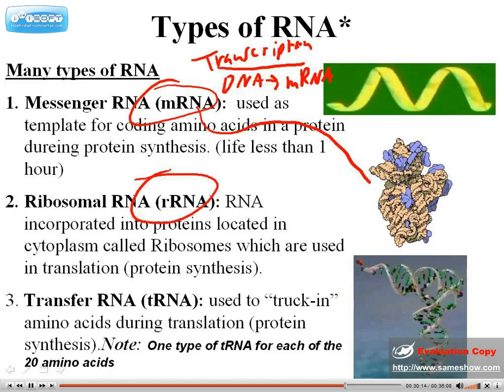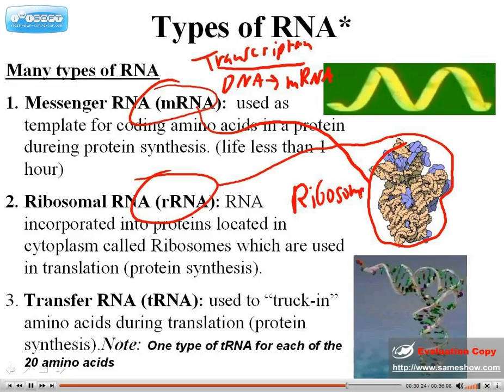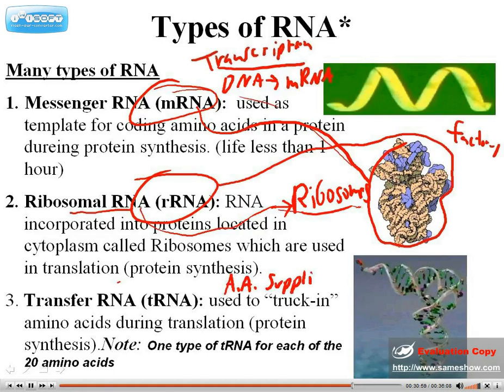Ribosomal RNA. This is RNA which is embedded in the protein-making factories. The protein-making factories are called ribosomes. So this is what a ribosome looks like. Think of ribosomes as the factory. Ribosomal RNA is RNA which is embedded into the ribosome factory, which helps facilitate the protein synthesis. Now, just because you have a blueprint and you have a factory, you also need the amino acid supplies in order to make your desired protein product.